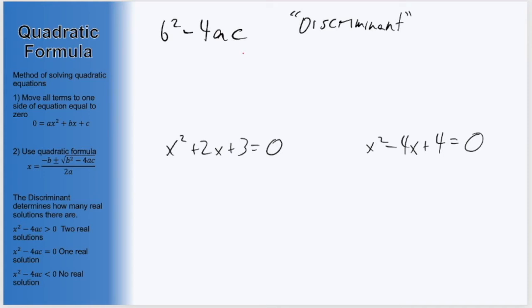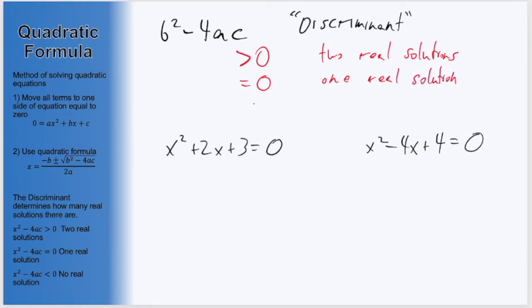When this expression ends up being greater than 0, like in the example we just worked, this is when we get two real solutions. However, when the discriminant ends up being exactly equal to 0, we only get one real solution. And finally, when the discriminant is less than 0, or negative, this is when we get no real solutions. And the reason for this is because we would end up having to take the square root of a negative number, which we cannot do.